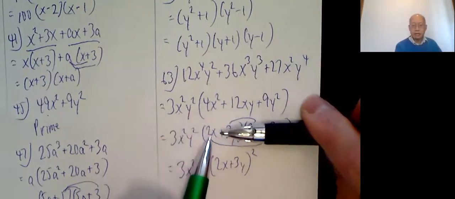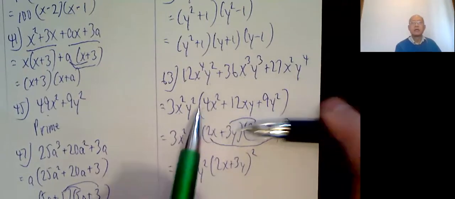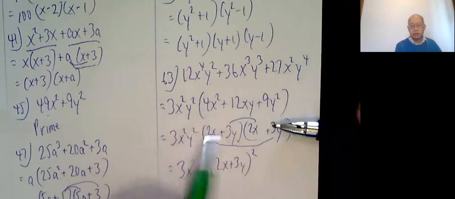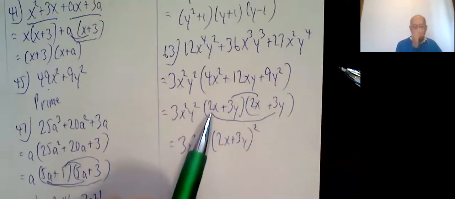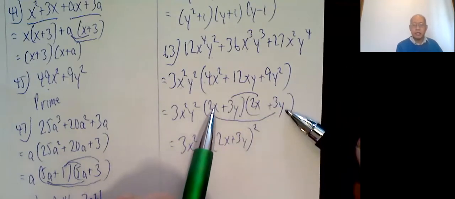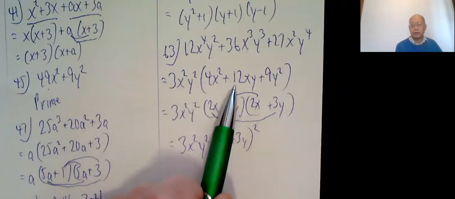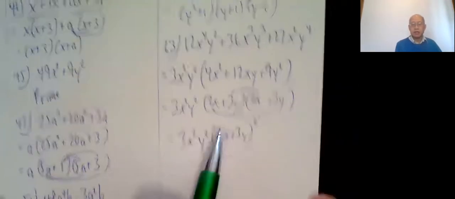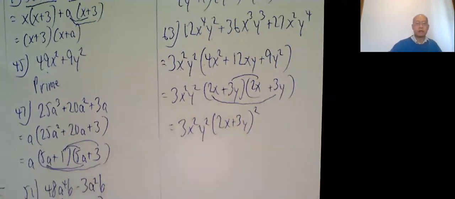Okay, x squared is x times x. Y squared is y times y. Plus plus is plus plus. How do you get 4? Probably 2 times 2. How do you get 9? Probably 3 times 3. But double check the outer and the inner. Remember, this is outer and inner. 2x times 3y is 6xy. Inner is another 6xy. So they do add up to 12xy. Okay. And since these match, write it as a square. So final answer, 3x squared y squared times 2x plus 3y quantity squared. Okay, so this is section 6.6.